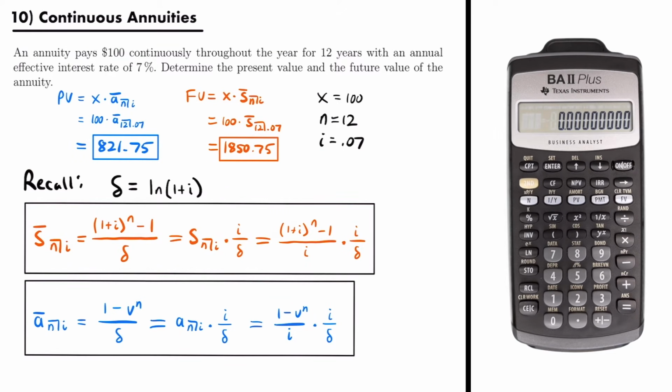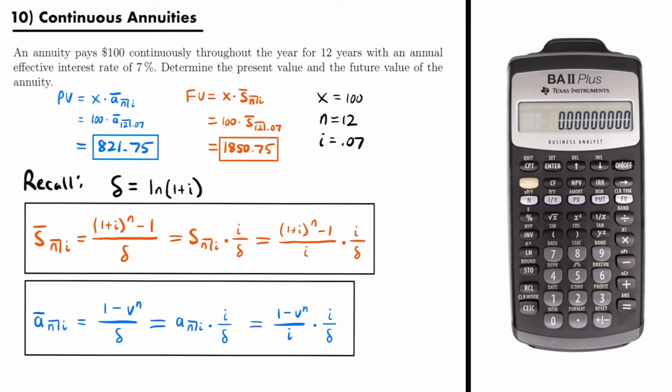And so because of that, we said that we could rewrite these formulas to be the notation or the formula for a regular annuity-immediate times the interest rate divided by the force of interest. And so that's kind of the trick that I want to make you aware of here, that if you have a continuous annuity, you can just calculate the annuity-immediate and then multiply it by the interest rate divided by the force of interest. And of course, that works for a future value scenario or a present value scenario. And just remember that the force of interest is equal to the natural log of 1 plus i.